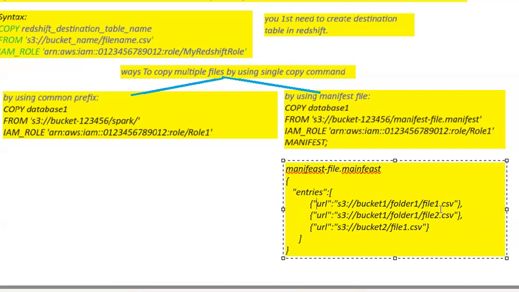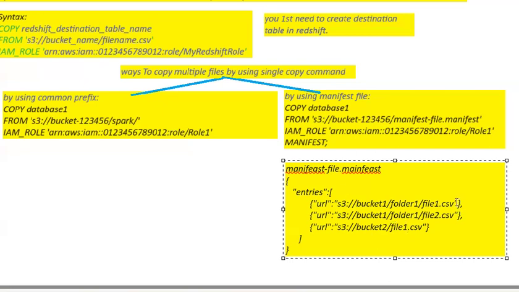Let's say I have file 1 inside my bucket 1, folder 1. In this way you need to provide your URL for file 1 which is present in bucket 1 and folder 1. Let's say in the same folder, in the same bucket, I want to copy file 2, then you need to provide it like this. Let's say I want to copy a file which is present in another bucket, then you can copy like this.